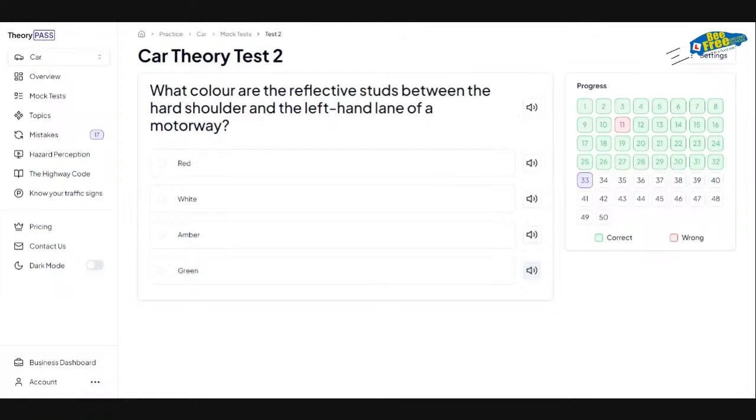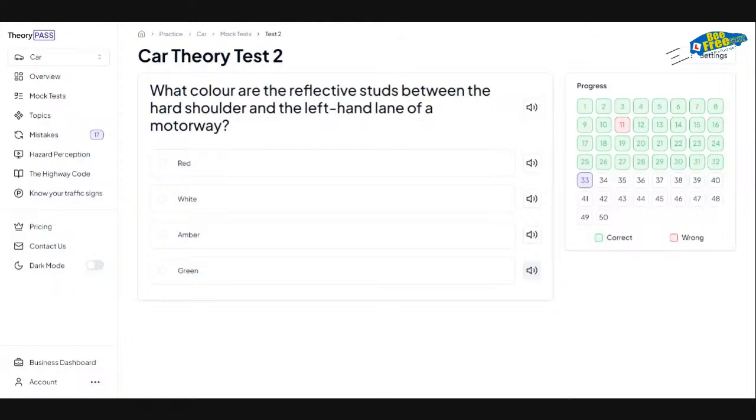So it's the hard shoulder. It's on your left, the hard shoulder and lane one. Okay. It's not amber, and I believe it's not the green ones. The green ones are for slip roads. I think it's red. It's red or amber.